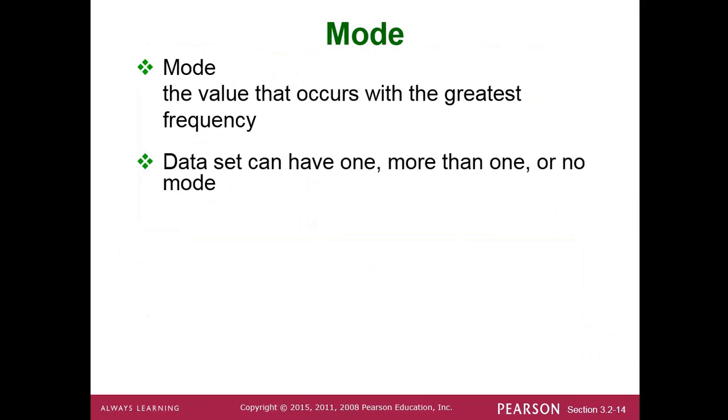The mode is the score that occurs the most often. You might have a data set that has 1 mode, 2 modes, 3 modes, or perhaps no mode. If there is no mode, you simply write the words no mode. Do not use 0.